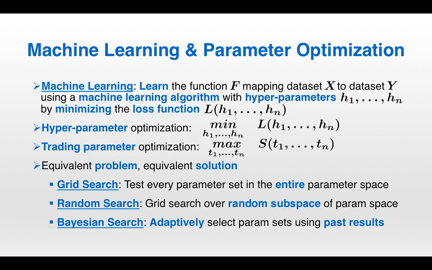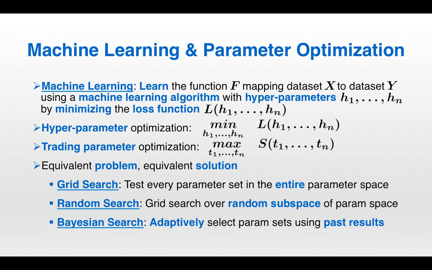And for trading parameter optimization, you want to choose trading parameters t1 to tn in order to maximize the Sharpe function, S of t1 to tn. We can express both these optimizations as equivalent problems, and therefore they will have an equivalent solution.